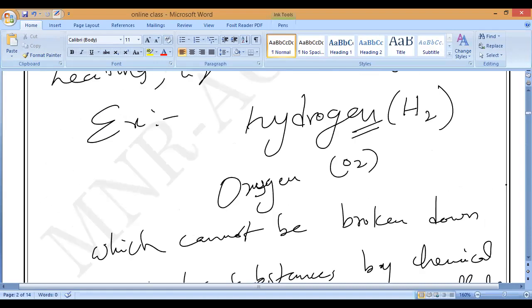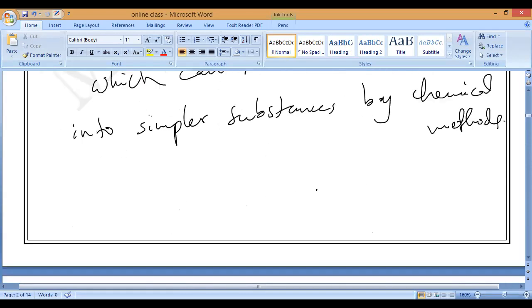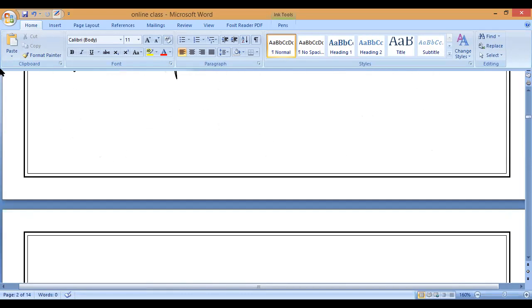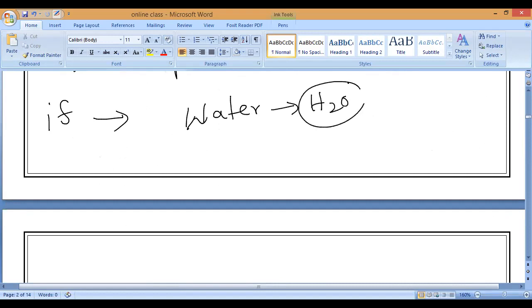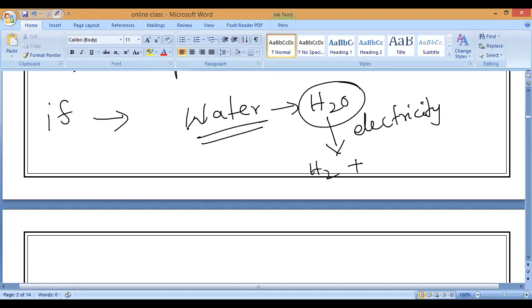Now for example, I have already taught you hydrogen and oxygen. Suppose I consider water as a substance. Is water an element or a compound? Don't say compound, because we don't know compounds yet, we just know what elements are. Observe carefully, all of you. By passing electrical energy, not heat energy or light energy, we can split water into hydrogen plus oxygen gas.